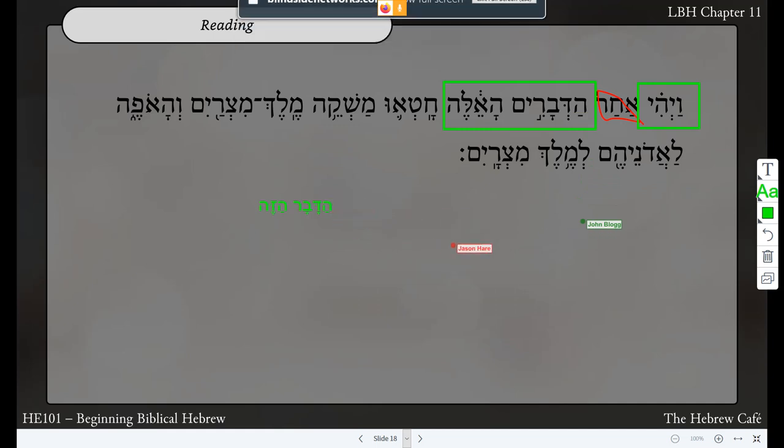Davar is word or thing. It's more commonly thing unless it says the words of someone. Like divrei hanevi'im, the words of the prophets. Divrei Adonai, the words of God. But most of the time it's a thing. Hadvarim ha'ele, these things. The word achar means after. Vayhi achar hadvarim ha'ele, and it came to pass after these things.